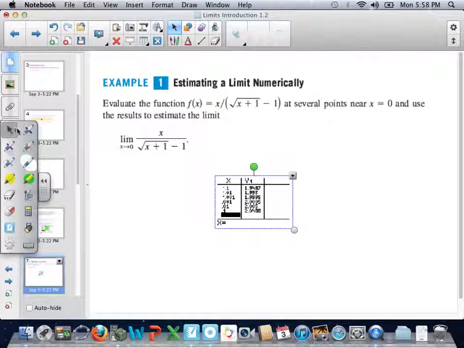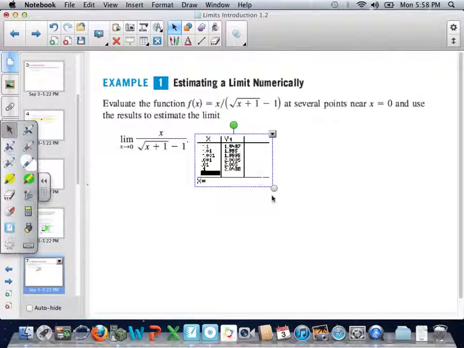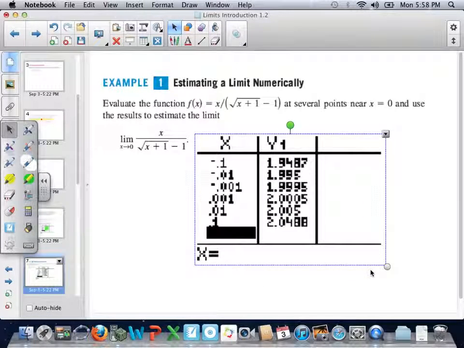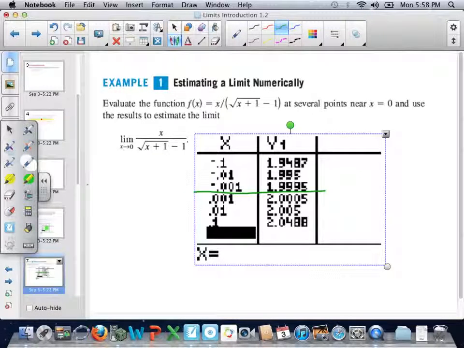As we look at this, we can see that on the left side and the right side of 0, we seem to be getting closer to the same number. And that number is 2. So we would say the limit of our function as x approaches 0 equals 2.